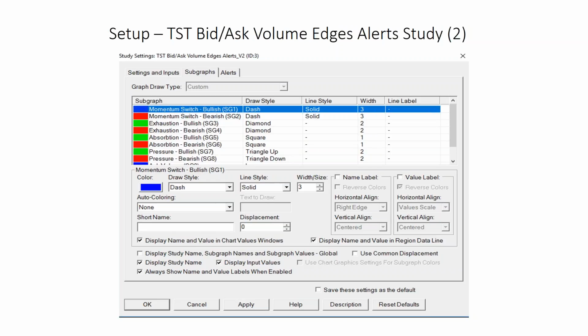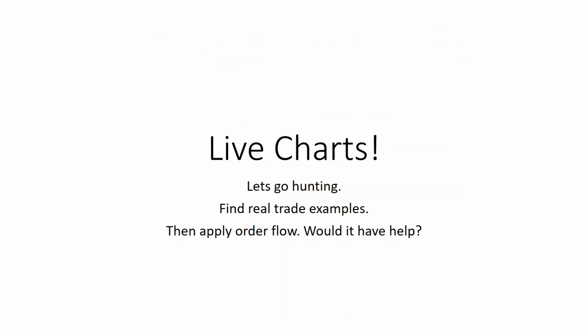All right, one more. Okay, I guess that's pretty much, in a nutshell, what this volume at the edges order flow thing is about. If anybody has any questions, what I found is the best thing is to go out to some live charts and find some trades that you took during the day or didn't take, and then ask, if you apply order flow, would it help me have made a better decision there?